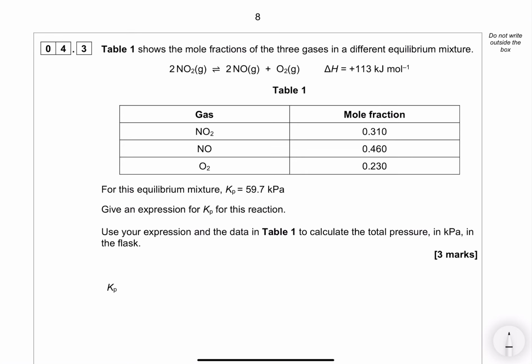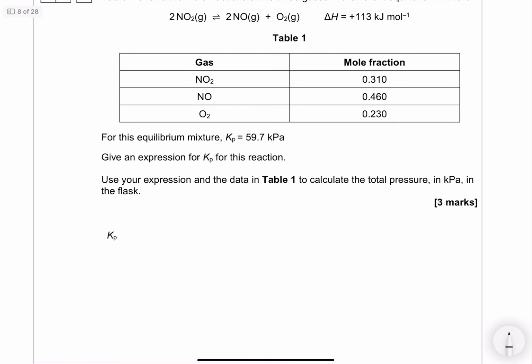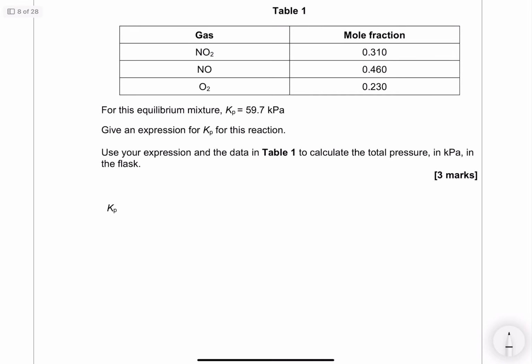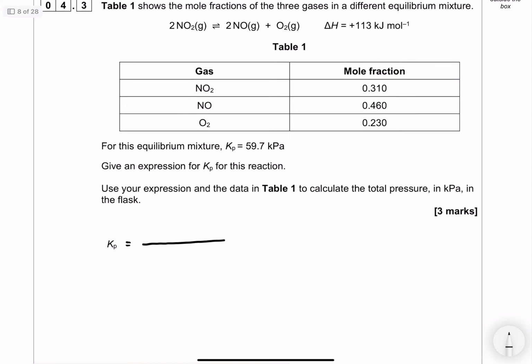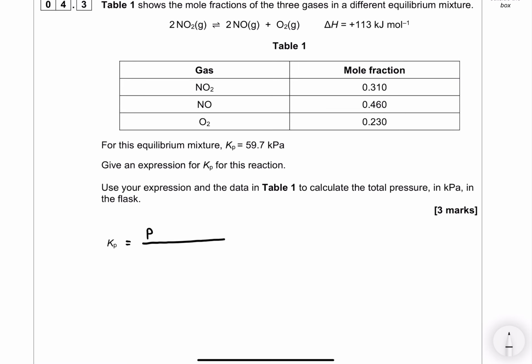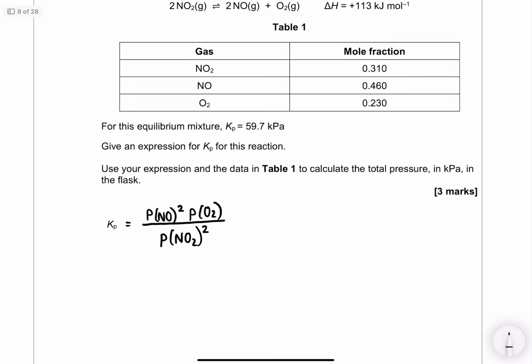Table 1 shows the mole fractions of the three gases in a different equilibrium mixture. For this equilibrium mixture, Kp equals 59.7. Give an expression for Kp. So remember that equilibrium constants are products over reactants. This one's about pressures. So we want the partial pressure of NO, there's two of them, so NO times NO is NO squared, times the partial pressure of oxygen, divided by the partial pressure of NO2, and there's two of them, so partial pressure of NO2 squared.